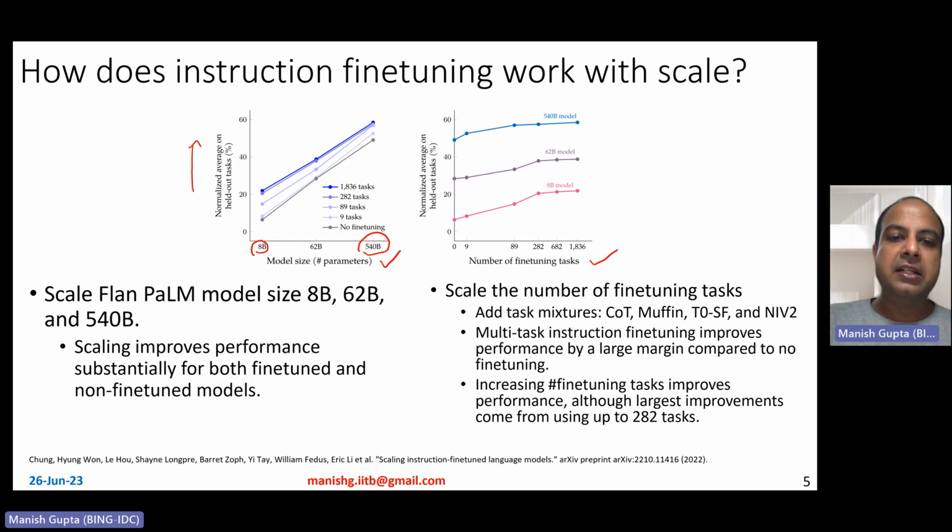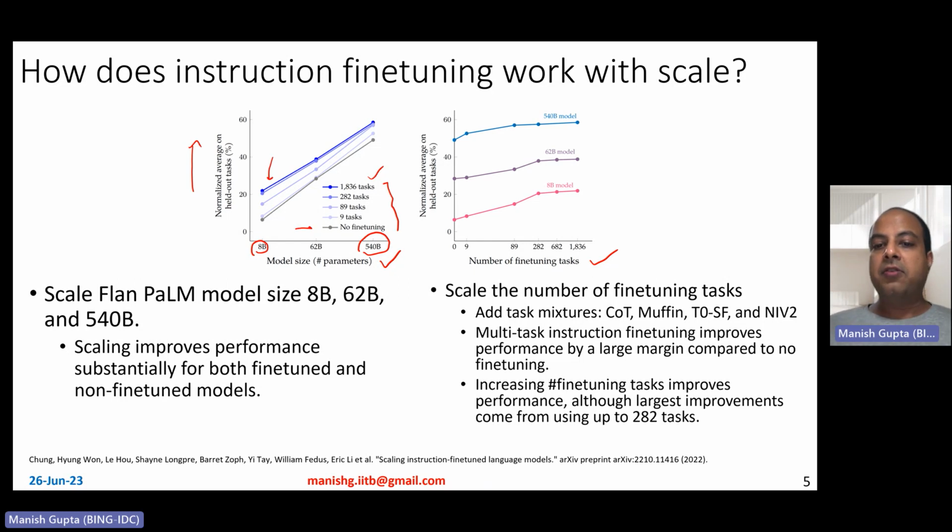What you see here is, if you change the model size by varying the number of tasks as well, what do you observe? You observe that if you don't do any fine tuning, even with the basic PaLM model, the accuracy improves as you increase the model size clearly, right? That's the gray curve. But scaling actually improves performance substantially for fine-tuned models as well. So as you see, with larger number of tasks, the fine-tuned model has better accuracy, but that accuracy also improves as you scale the model size.